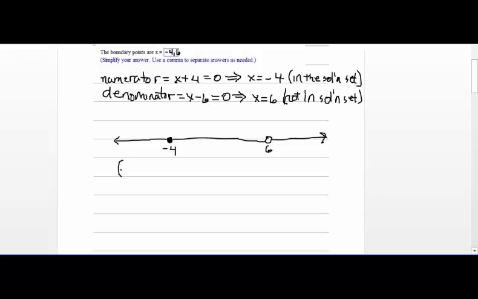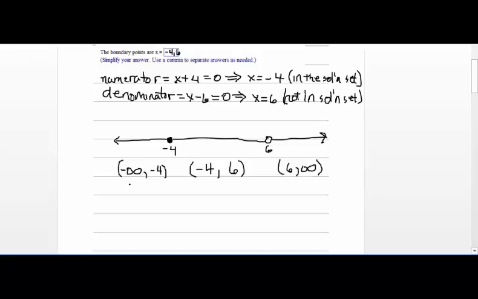So our test intervals are the interval from negative infinity to negative 4, where we want to find out what all the numbers to the left of negative 4 do to the inequality, then the numbers between negative 4 and 6. Notice when we set up these test intervals, we never include the boundary points. And then we want all the numbers bigger than 6.